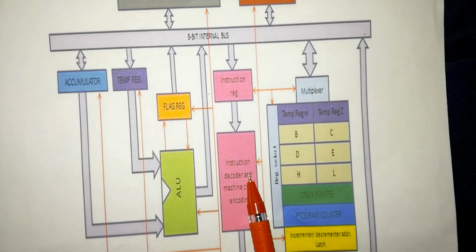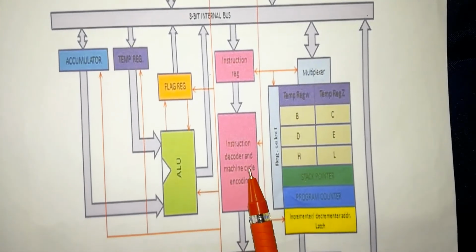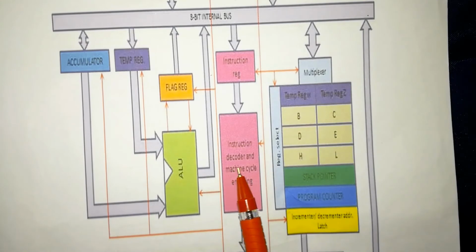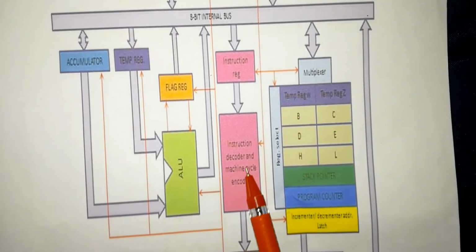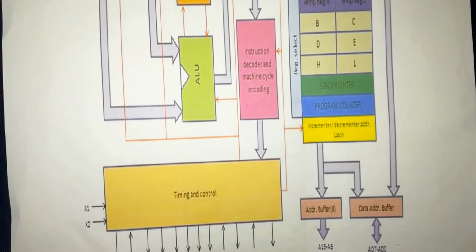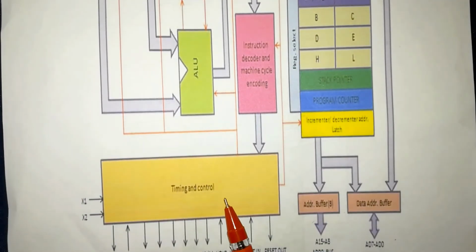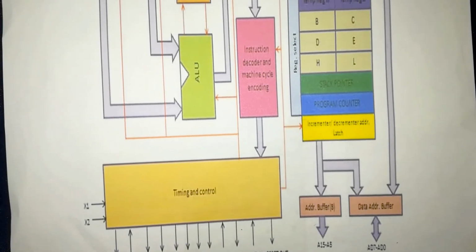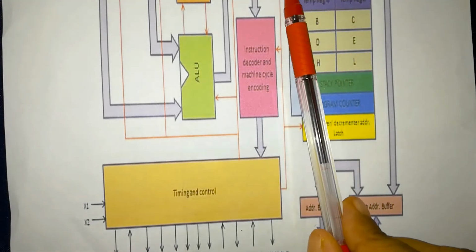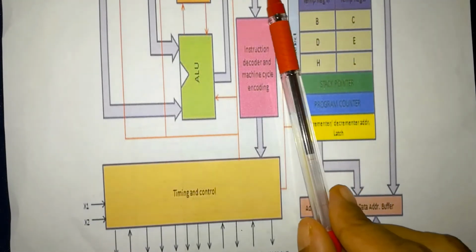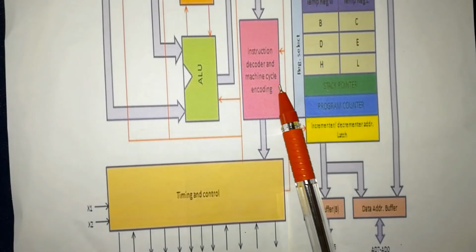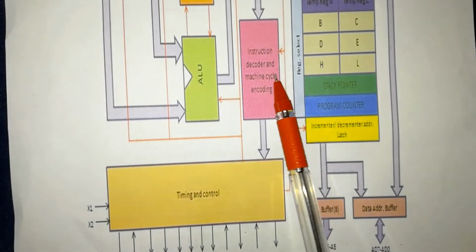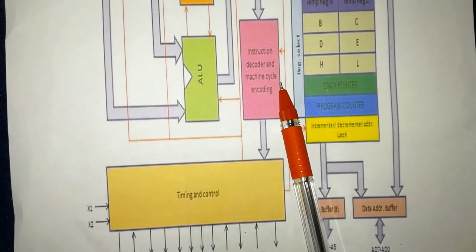Here you can see in pink color instruction decoder and machine cycle encoding. Instruction is decoded and stored here. It is decoded by this circuit to initiate timing and control unit by generating the control signals. It also accepts input control signals. Here is the instruction register which gives some data to instruction decoder and machine cycle encoding.